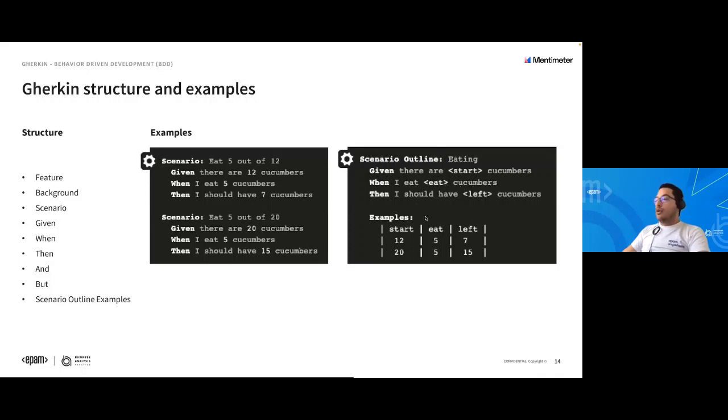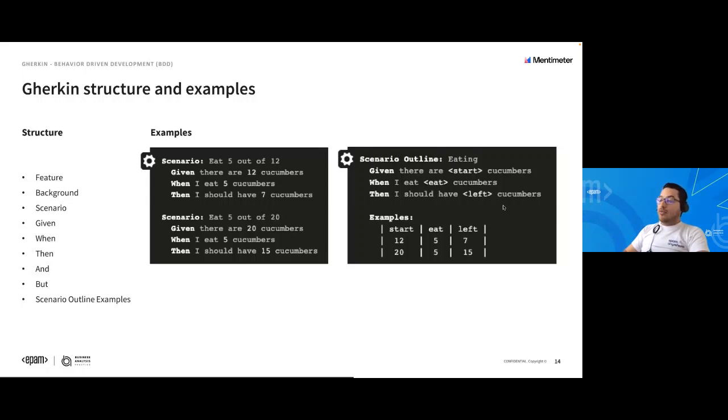So given you are starting with a certain number of cucumbers, you can eat some of them. By the end, you will have a lesser amount of cucumbers. So you can provide some examples of what is happening. On the automation part and the behavior, you are providing a conclusion that you are going to have a lesser amount, in this case of cucumbers. It doesn't matter the quantity that you have at the beginning.